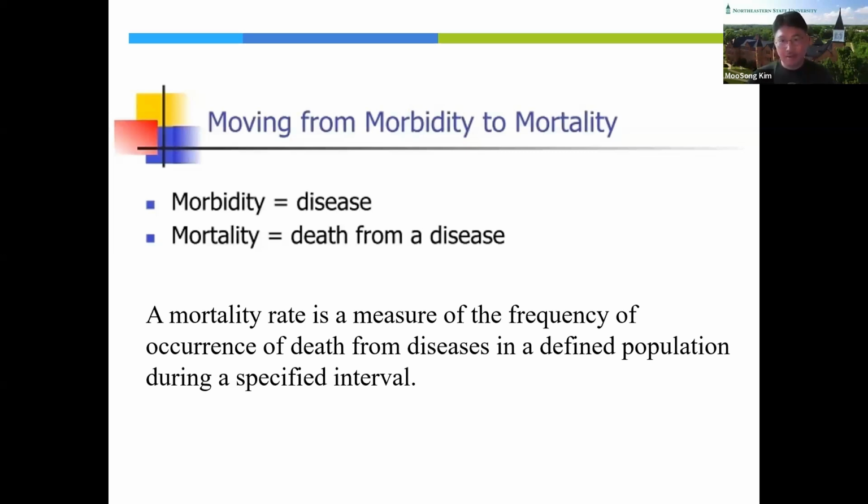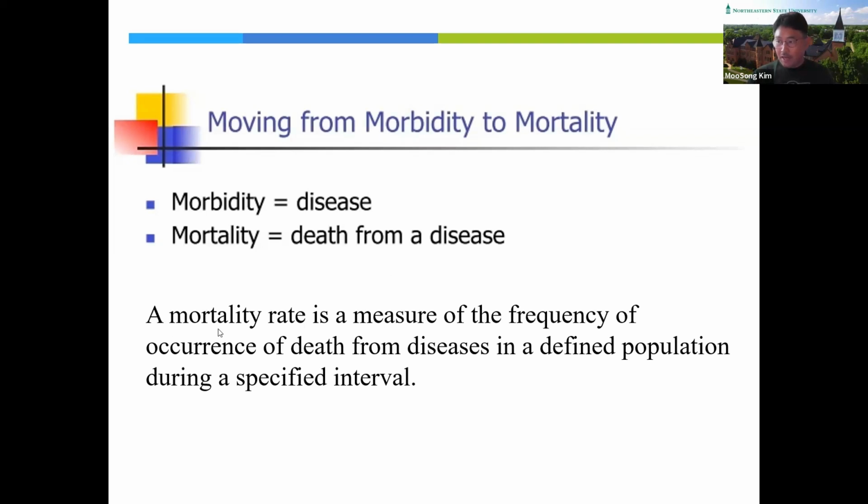So last time we talked about incidence and prevalence, and attack rate. These epidemiological indicators tell us how likely we are to get a disease, how much of a chance we have to get this kind of disease. But today we are going to talk about mortality rate. It's an indicator of death from a disease.